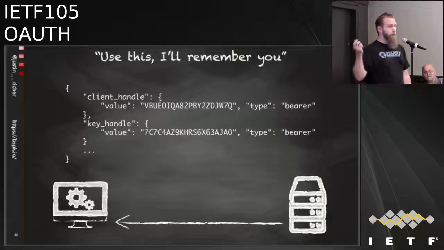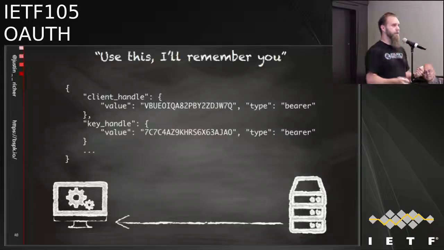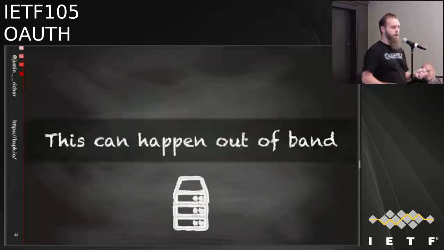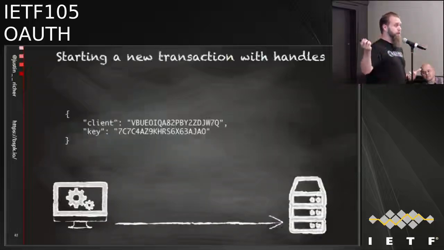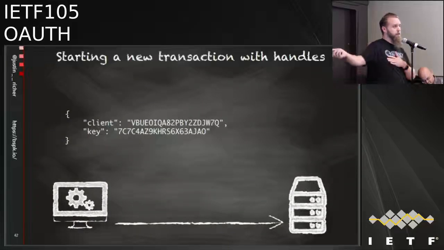Well, I agree, because the server can issue, in response to either an initial transaction or an out-of-band interaction with the developer, a client handle and key handle that the client can use in lieu of the actual JSON document. And the transaction request then looks more like this.